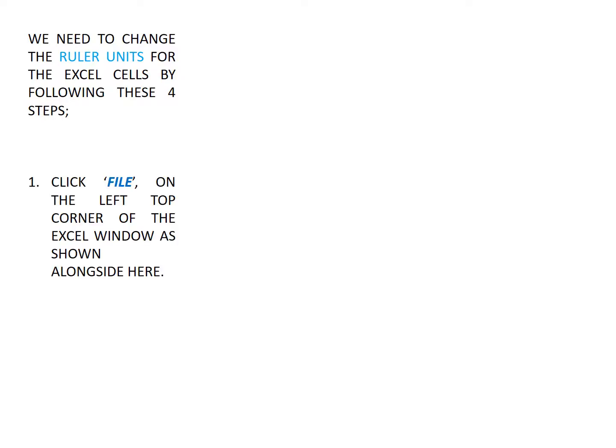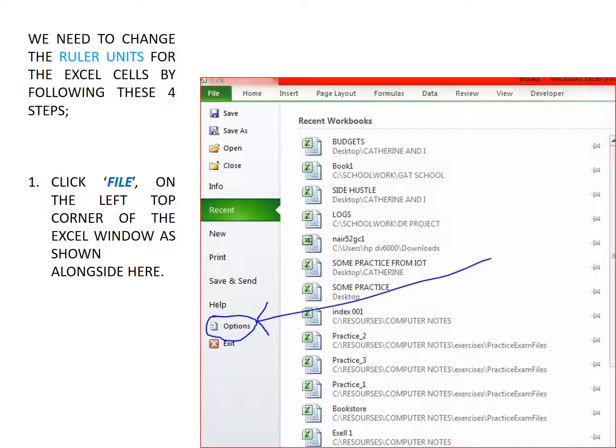Having opened there, we need now to change the ruler settings of Microsoft Excel so that the settings have centimeters instead of inches or otherwise. So we follow these 4 easy steps. The first step, go to File, which is on the left top corner of the Excel window, and having clicked File, you will see these various options that are given there: Save, Save As, Open, Close, and on and on. But I want you to go down up to Options.